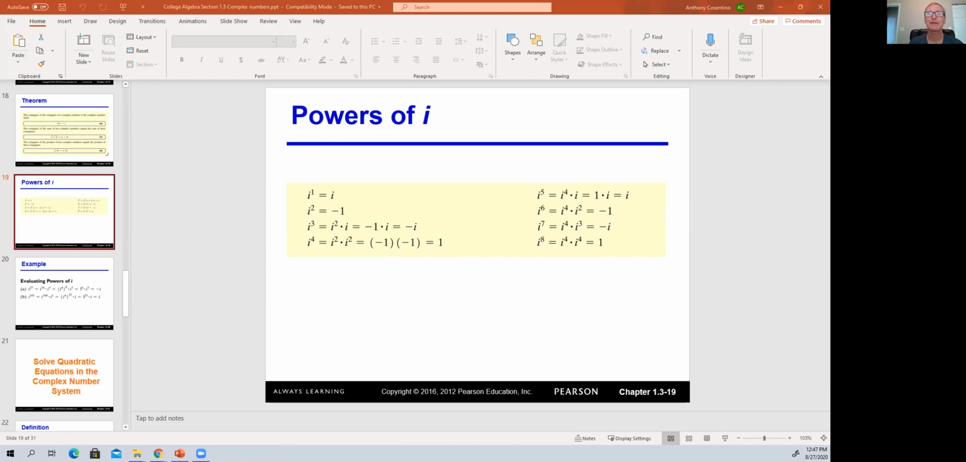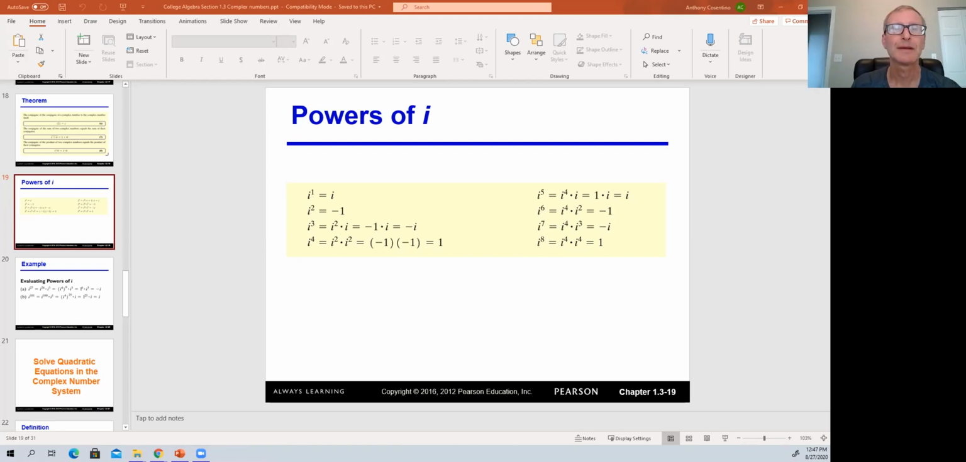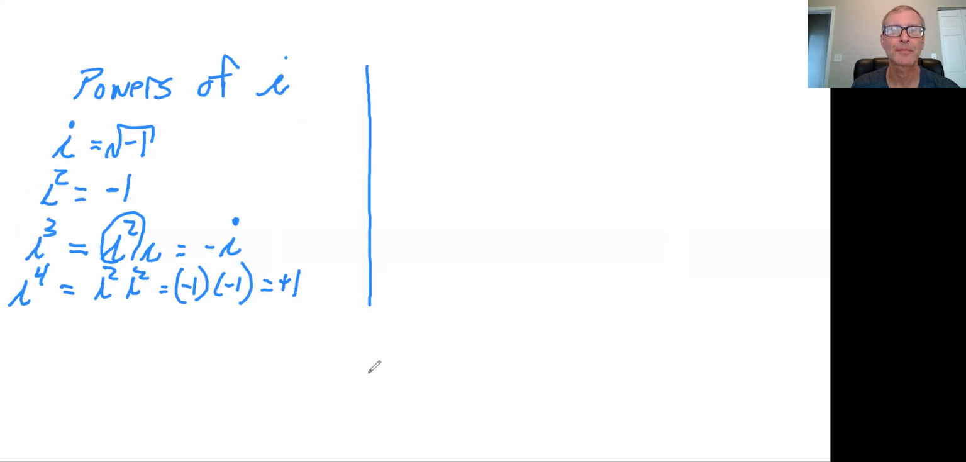So the strategy when you do these is you want to figure out how many i to the fourth are in a particular expression. Because remember, 1 times 1 times 1 times 1 is still the number 1. So that's the strategy. And then whatever's left will end up being the answer. It could be a +1, a -1, a minus i, or a plus i. So let's do a few examples.